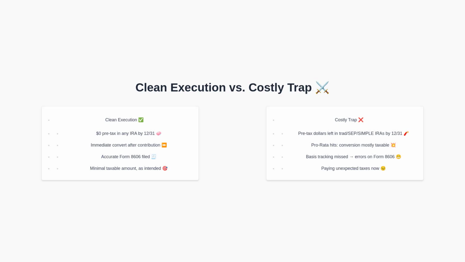On the right is the costly trap. Pre-tax dollars remain in aggregated IRAs at year-end, triggering the Pro-Rata Rule. The conversion becomes mostly taxable. Errors arise when basis is not tracked on Form 8606, and the taxpayer pays unexpected taxes.